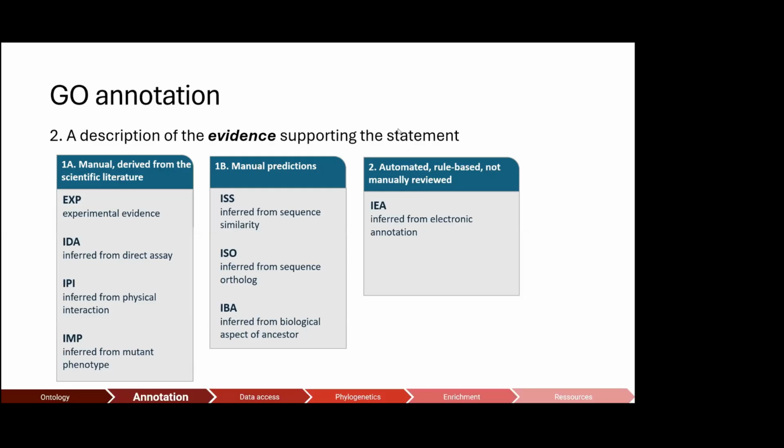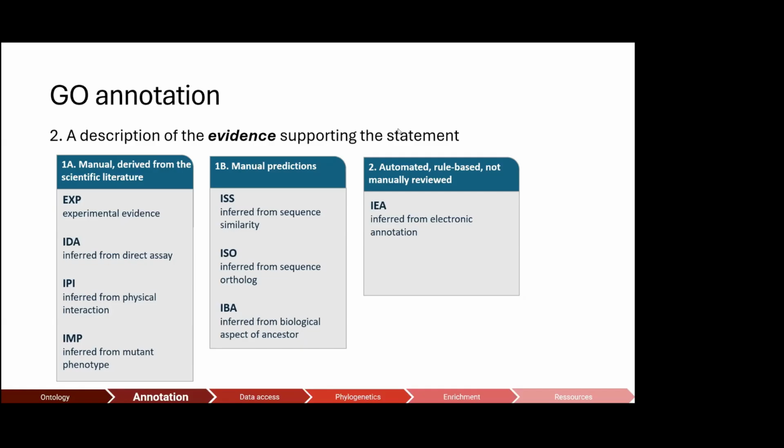For the statement, annotations fall into three different categories. First, you can have the manual Go evidence, which is done by the biocurator and taken directly from the scientific literature. So you can have the experimental evidence, IDA, when it's inferred from a direct assay from a publication. You can also have physical interaction, like a co-IP experiment, IPI. Or IMP, inferred from mutant phenotype.